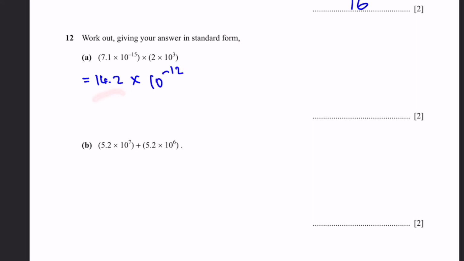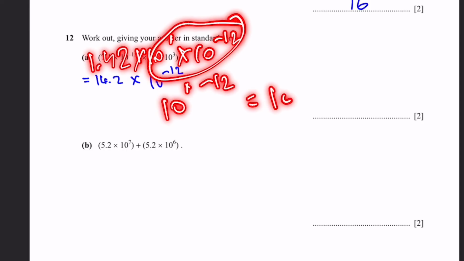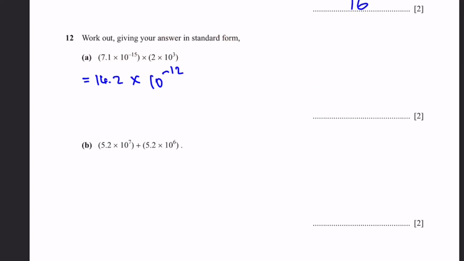And this 14.2 is 1.42 times 10 to the power of 1. And when you multiply by 10 to the minus 12, this will become 10 to the power of 1 minus 12, 10 to the power of minus 11. So that's going to be 1.42 times 10 to the power of minus 11. And that'll be our answer.